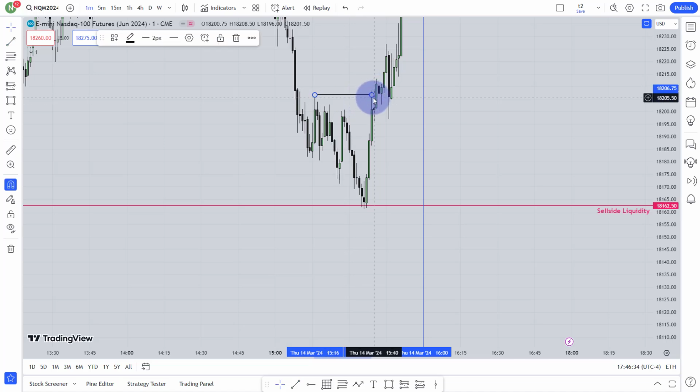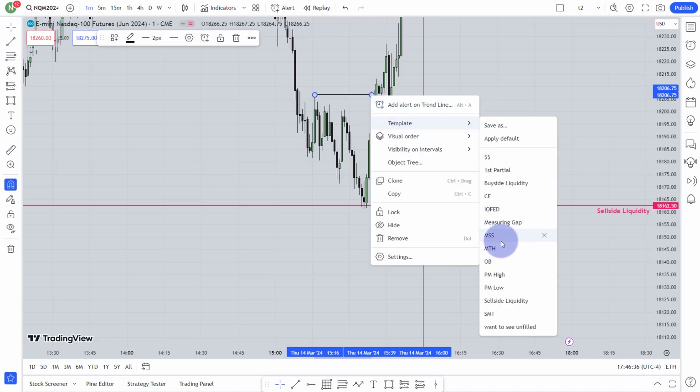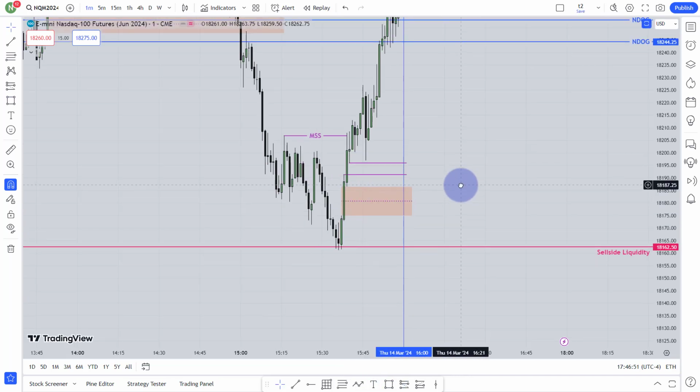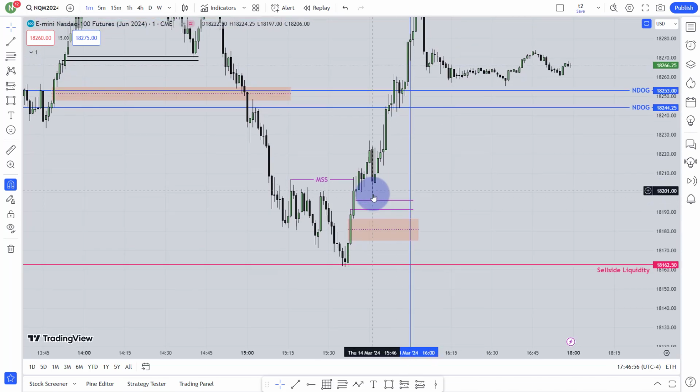I got the market structure shift over there. So that was the market structure shift. You see where is the first fair value gap and where is the last fair value gap. So this is the first fair value gap over here, and this is the breakaway gap over here. Your entry will be to that first fair value gap. Okay, over here to that first fair value gap.